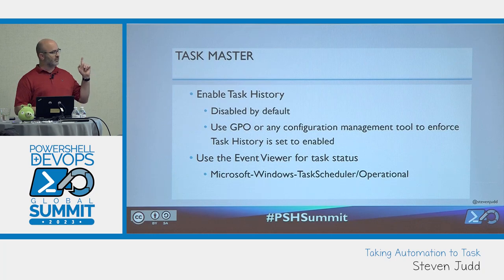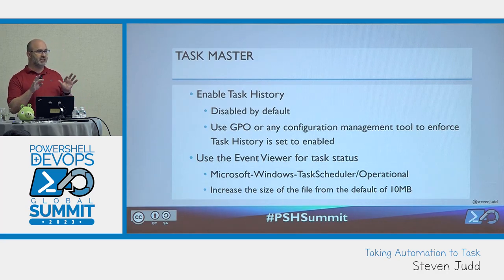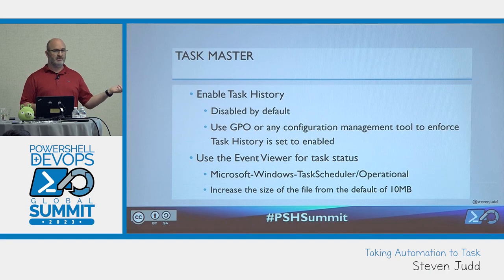Finally, this is where those events go. It's in the Microsoft Windows Task Scheduler /operational. And I think, yeah, one more thing. I recommend also that you increase the size. Tasks are noisy. They like to chit-chat into your event log. So if you go with the default of 10 megabytes, you're gonna fill that up and you may not get your history. Okay, there we go.